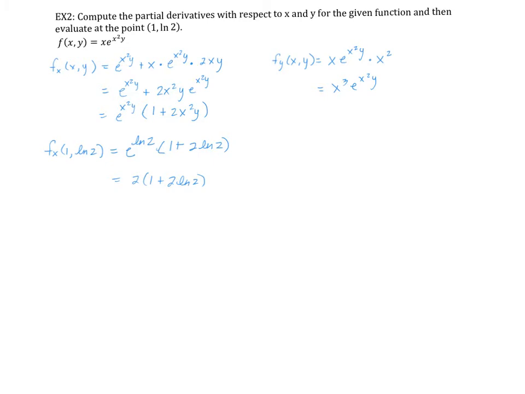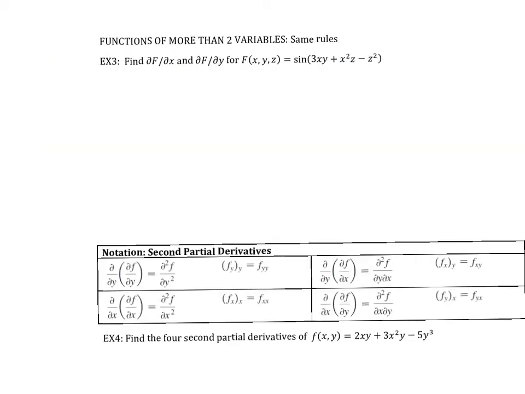If you're ever unsure about how to do your partial derivatives, if you're treating a variable as if it were a constant, put in a constant, put in 2 or something and see what it looks like. So evaluating this partial derivative at the point 1, natural log of 2, I get e to the ln of 2, which is simply 2. So if you have functions of more than 2 variables, same rule. Treat all the variables as constants except for the one that you're taking the derivative with respect to.